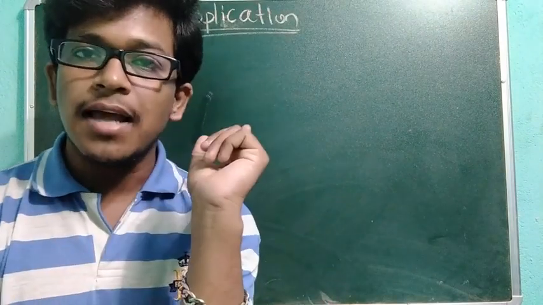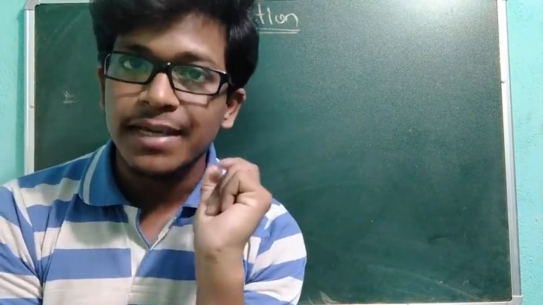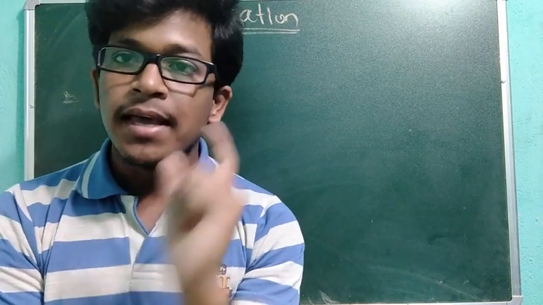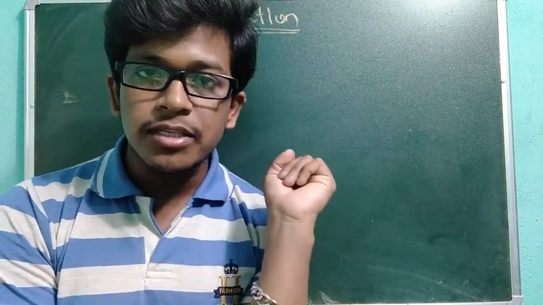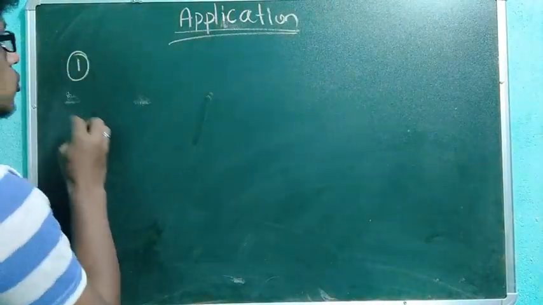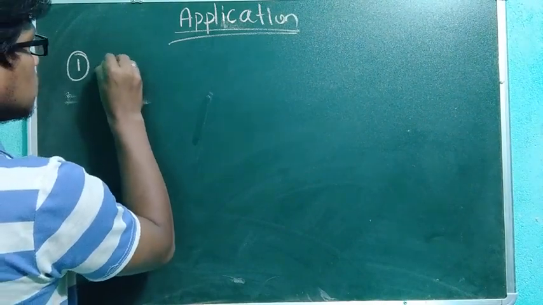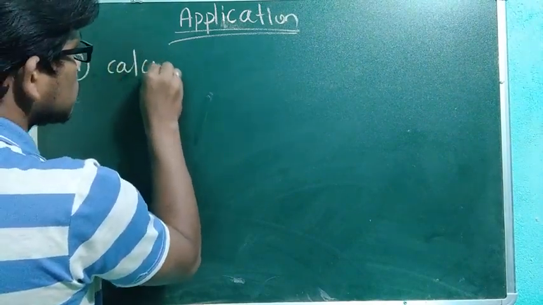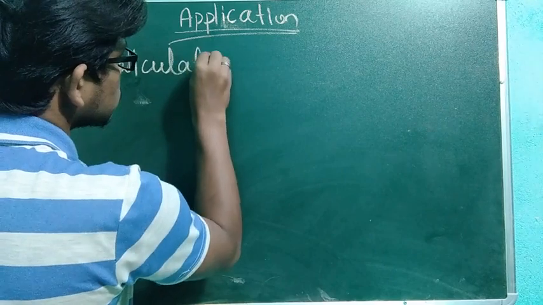Previously I have also told some experiments by which we can calculate the wavelength. Using the Michelson interferometer also we can find the wavelength of the light source. Let's have a look at that. In the first application we will discuss the calculation of the wavelength of the light source.